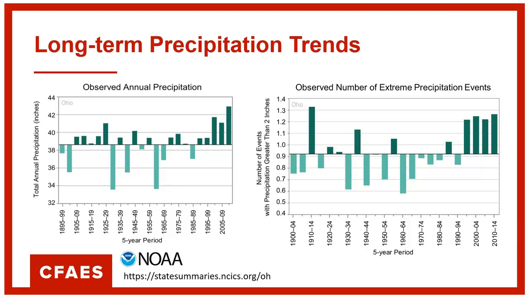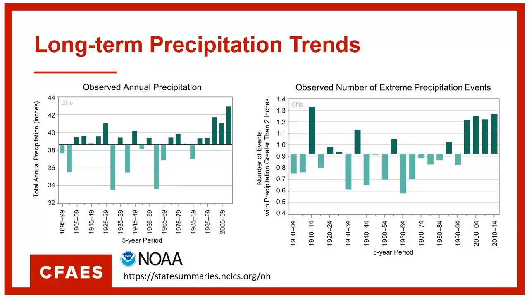This is just another way of looking at the same kind of information. Here on the left is observed annual precipitation. This is statewide for Ohio, and this is binned by 5-year periods, going all the way back to the turn of the 20th century and looking at 5-year periods going forward. You can see it's not a straight line by any stretch of the imagination, but there is more above the line at the end of the record than there is below the line.